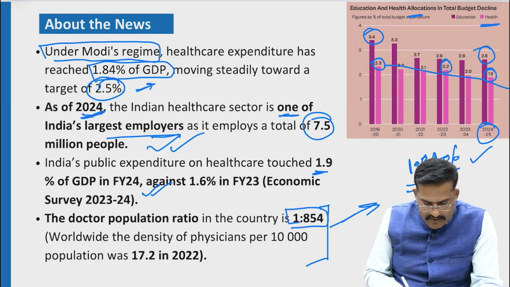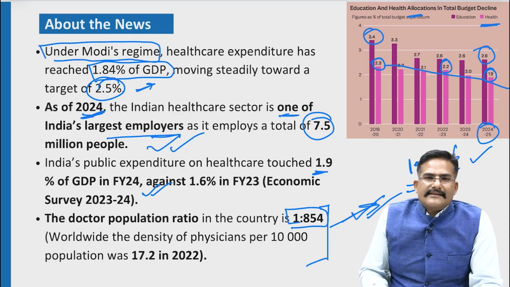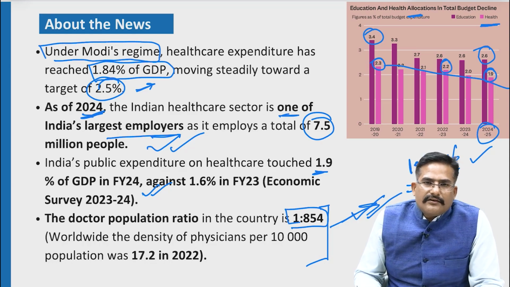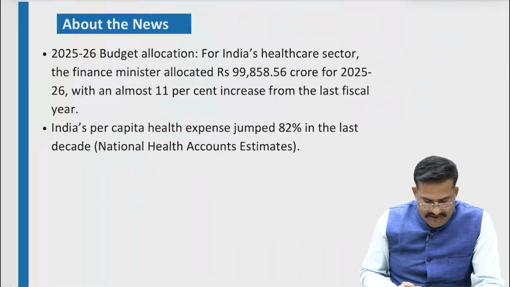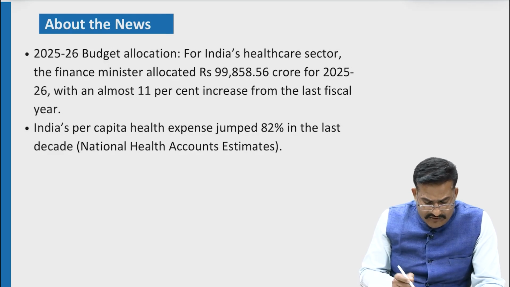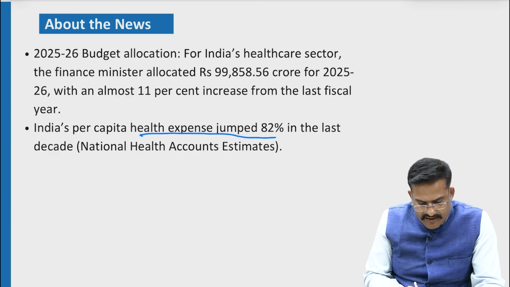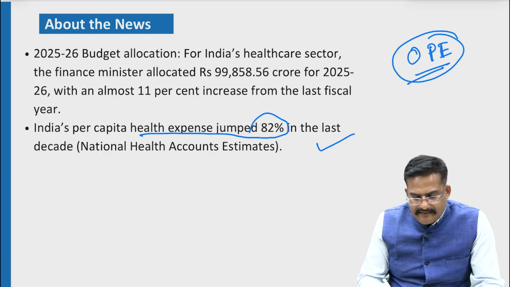1:854, and what should be the recommended? The recommended is quite a bit higher. We will have to understand this as well. We will have to improve the patient to doctor ratio in India, as per the WHO estimate. It is also to be noted that India's per capita health expense jumped 82% in the last decade. That is what we call out of pocket expenditure. So it is increasing steadily.